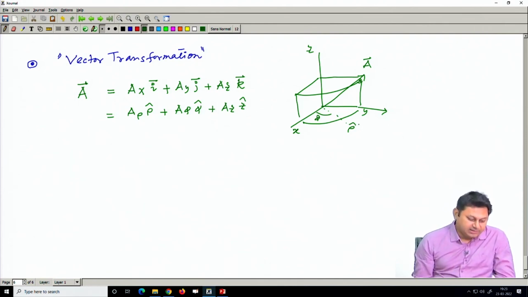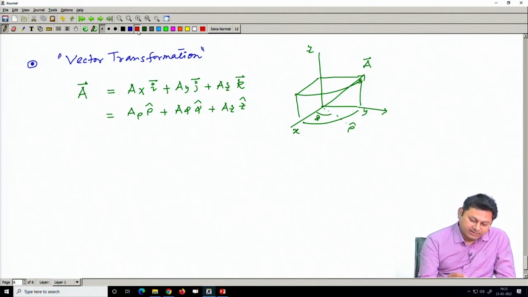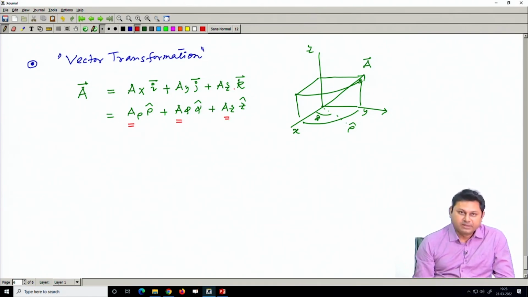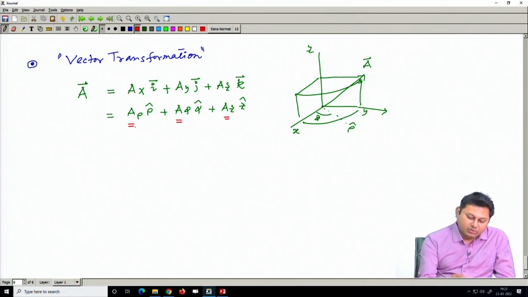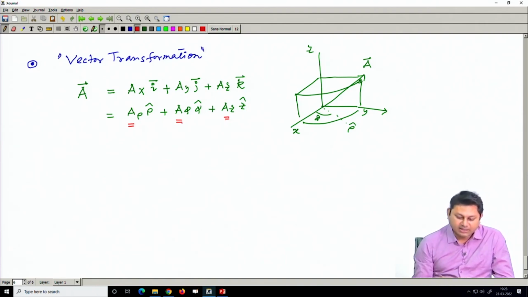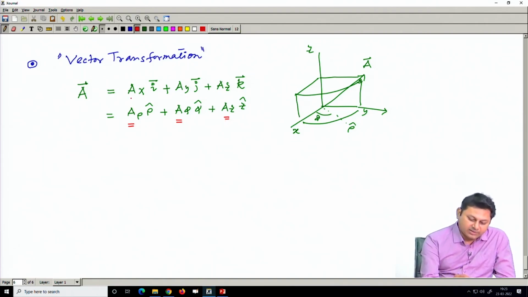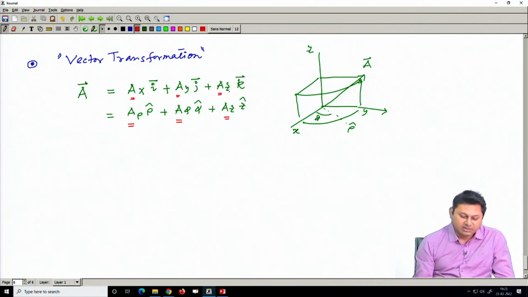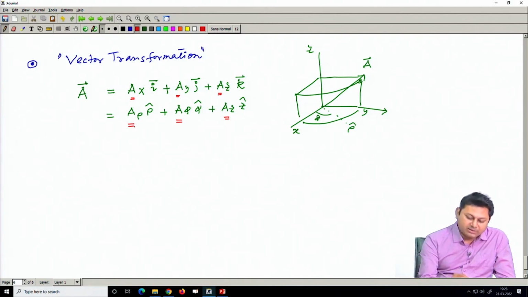Now, the question is, if I know the components A rho, A phi, A z, can I get back the components A x, A y, A z, or vice versa? That we are going to check. Suppose A rho, A phi, A z components are given to you. Can I figure out what my A x, A y and A z components are, or vice versa? Like, A x, A y, A z components are given and you are asked to find the components A rho, A phi, A z in the cylindrical coordinate system. That I am going to figure out.